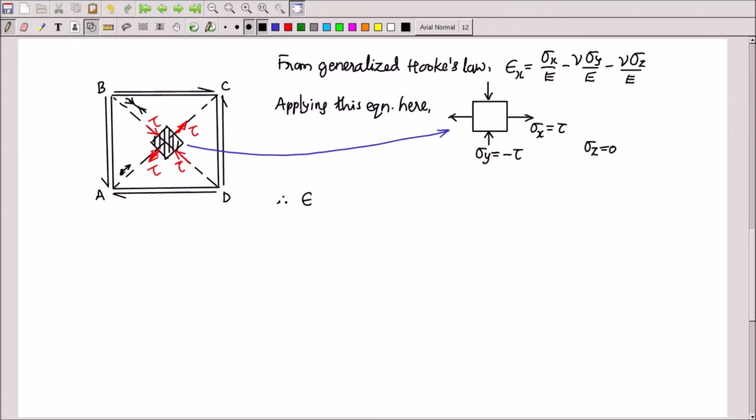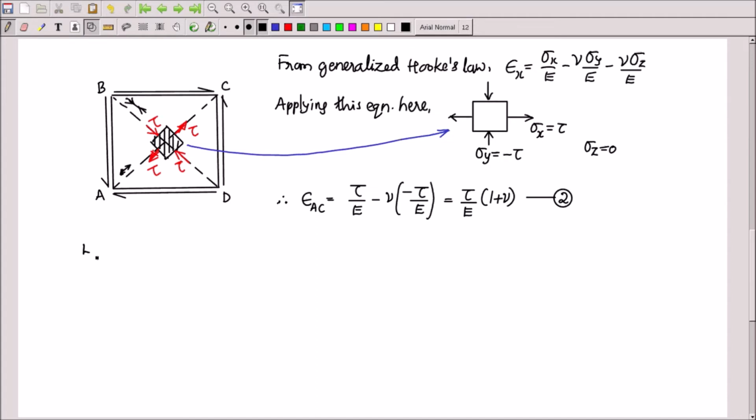So now epsilon AC, the strain along the diagonal, is sigma x by E, which is tau by E, minus nu into sigma y by E, where sigma y is minus tau. Taking tau by E common, it becomes tau by E times 1 plus nu. So this is equation 2. Equation 1 was epsilon AC is equal to tau by 2G.